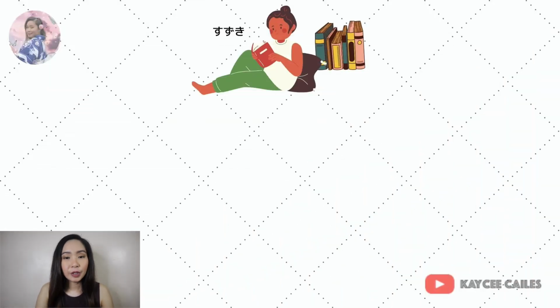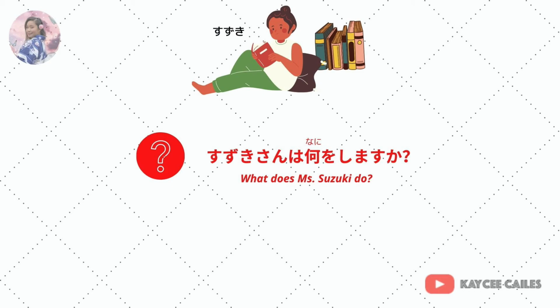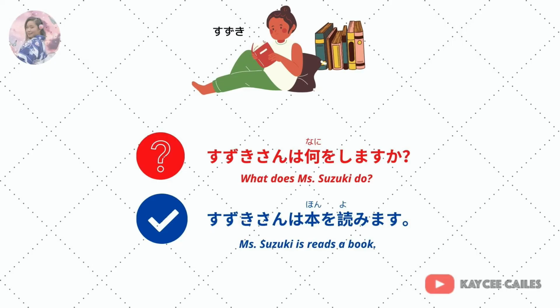And now for our activity, I will show a picture of something and I will ask you a question about it. And your goal is to answer my question correctly. But of course, answer should be in Japanese. I'll give an example for your reference. Given this picture, I will ask you, Suzuki-san wa nani o shimasu ka? Can you guess the answer? Answer should be, Suzuki-san wa hon o yomimasu. Did you get it right? Now try this.